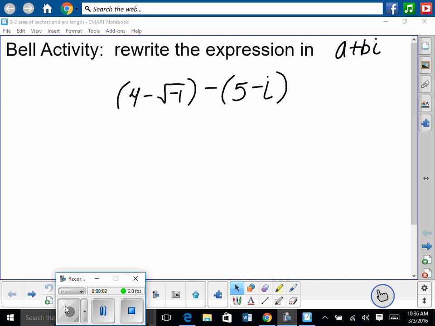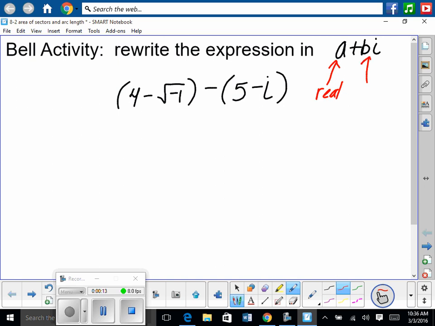You need to be able to get these right, and I know we just learned it. Rewrite the expression in the form a plus bi. So you say to yourself, what does a plus bi mean? Doesn't that mean the real part with the imaginary part? That's what a complex number looks like, okay? So we have a complex number subtracted from a complex number.